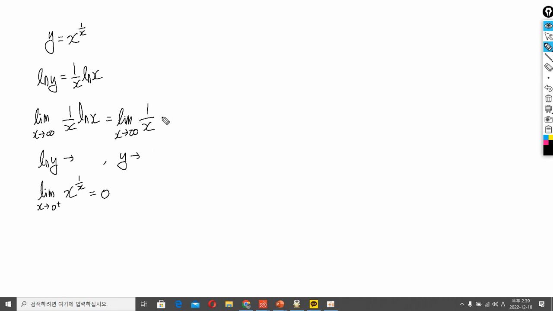So when the denominator becomes infinity, the limit value is 0. So that means when ln y goes to 0, y becomes 1. So when x goes to positive infinity, this value goes to 1.